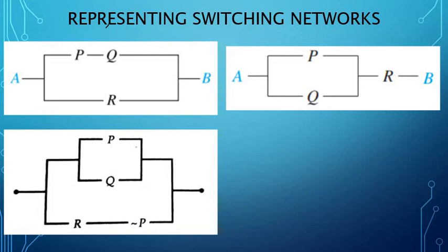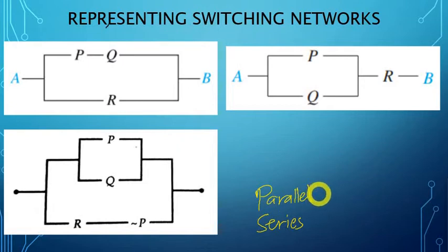This time, we're going to represent switching networks using our propositions. So again, let's just have a quick recall of how we can do that. Remember that we have two main networks that we can represent using propositions. Those are the parallel and the series networks.